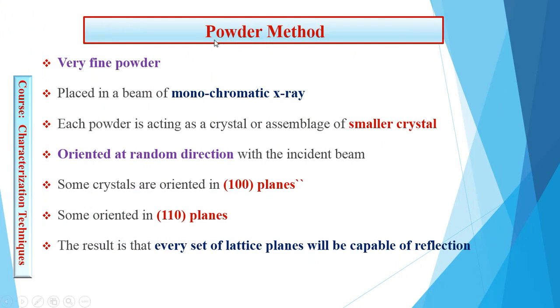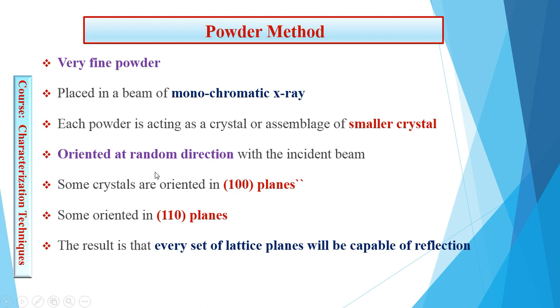In the powder method, usually we use a very fine powder, placed in a beam of monochromatic X-rays for the investigation of the crystal, the HKL, and all the parameters related to the crystal structure. Each powder particle is acting as a crystal, or an assemblage of smaller crystals.